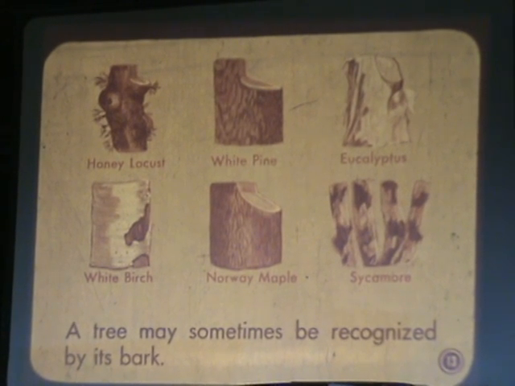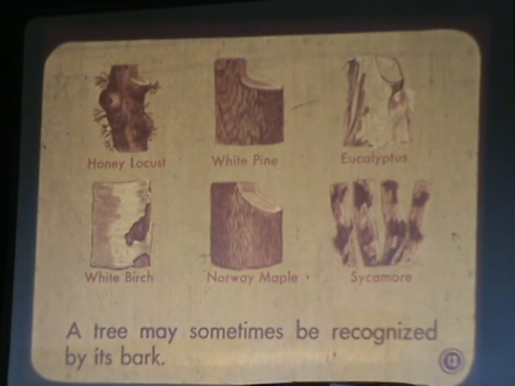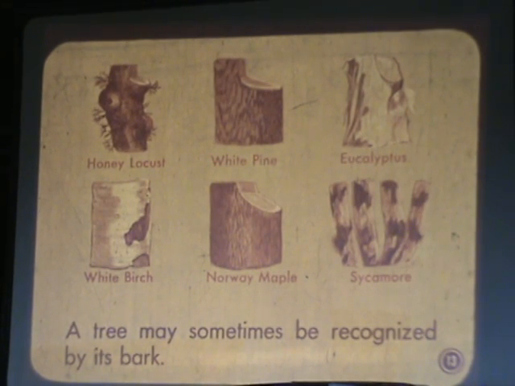A tree may sometimes be recognized by its bark. In the upper left corner is the honey locust. Upper middle, the white pine. Upper right, the eucalyptus. Lower left, the white birch. Middle bottom, the Norway maple. And the right bottom is the sycamore.